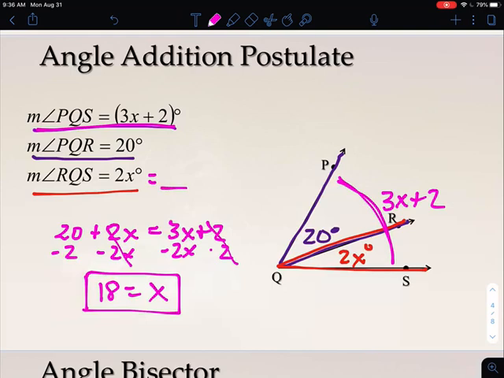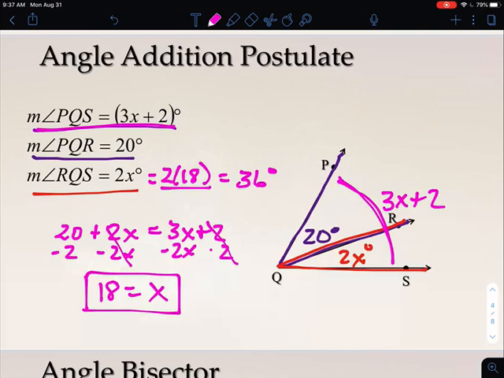Other times, they might ask you to actually find the measures of the missing angles. So they might say, what is the measure of angle RQS? So if that's the case, I need to plug this 18 back in for x. So instead of saying 2x, I would take 2 times 18, and I would get a value of 36 degrees.